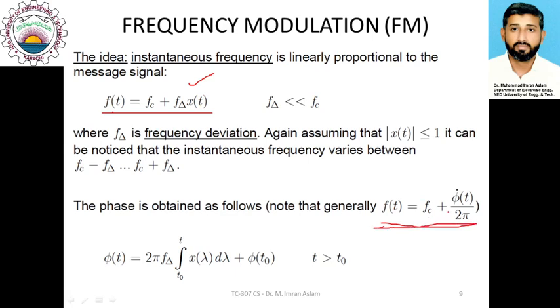f t is equal to fc plus the derivative of phi t divided by 2 pi. We can use this relationship to calculate the phase. f t is known here. You can substitute f t here and simplify this expression for phi t. If you solve it for phi t, you would see that phi t has a relationship that involves integration of this message signal x lambda.